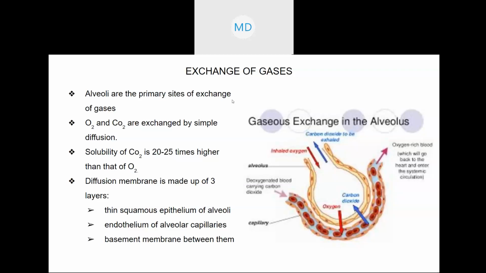Today we will start with exchange of gases. This is the last portion of this chapter, so I hope I will complete this chapter.